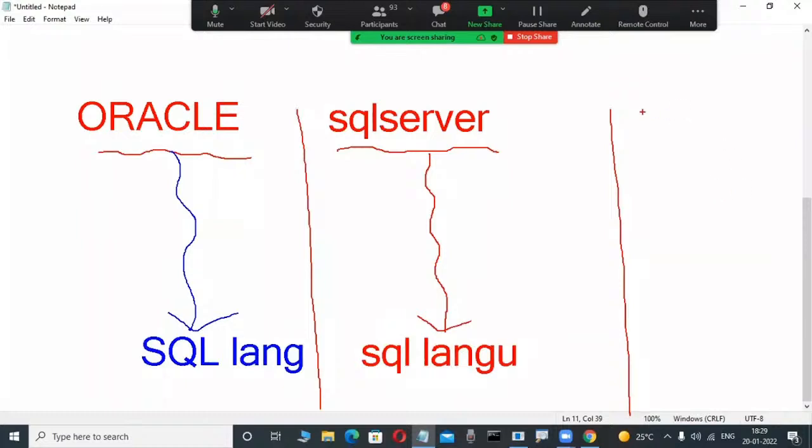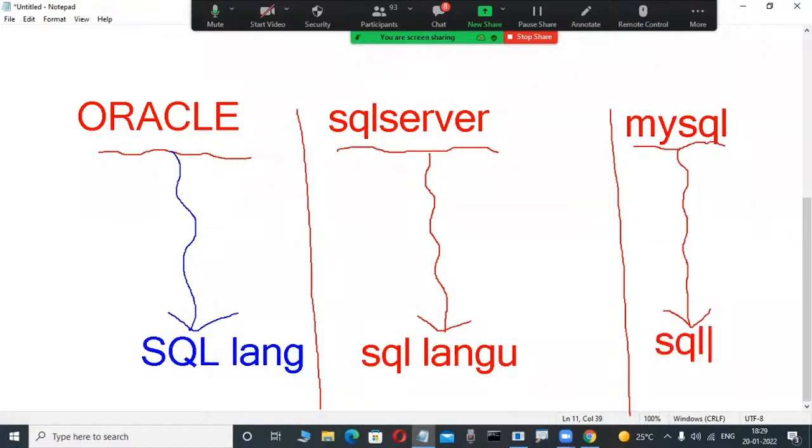Again, many people in my company use MySQL, which is an open source relational database product. Some employees work on MySQL, and to operate this database they also use SQL. So SQL is a universal language.